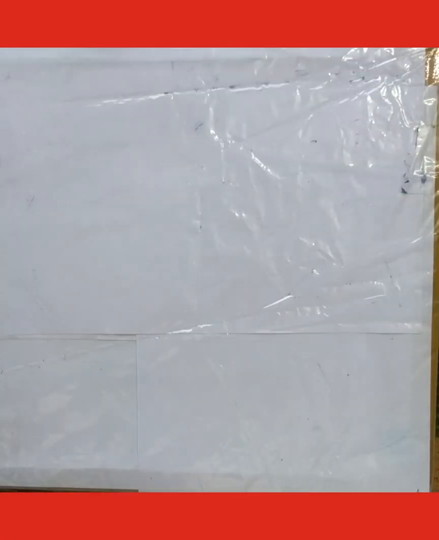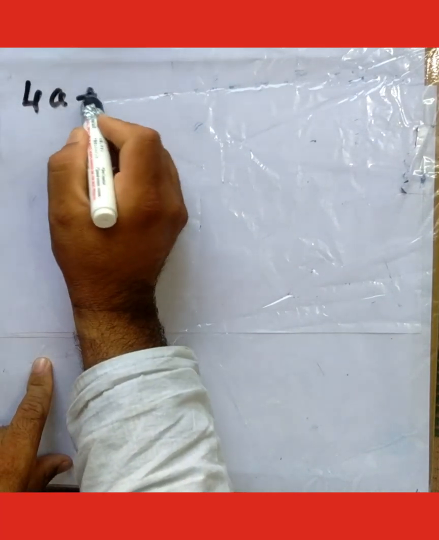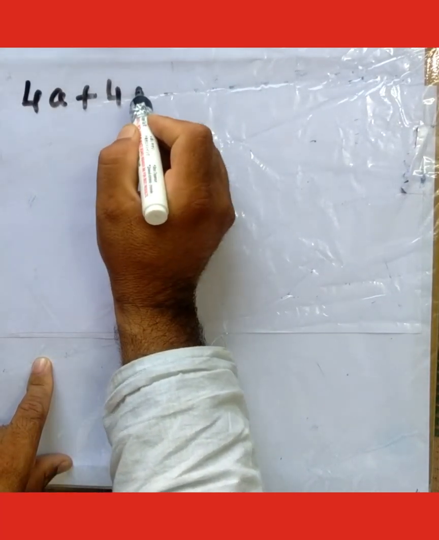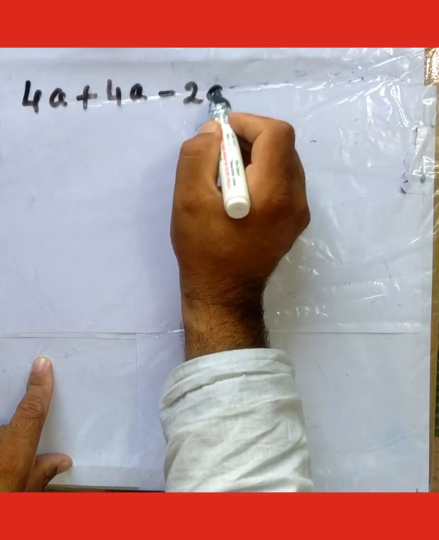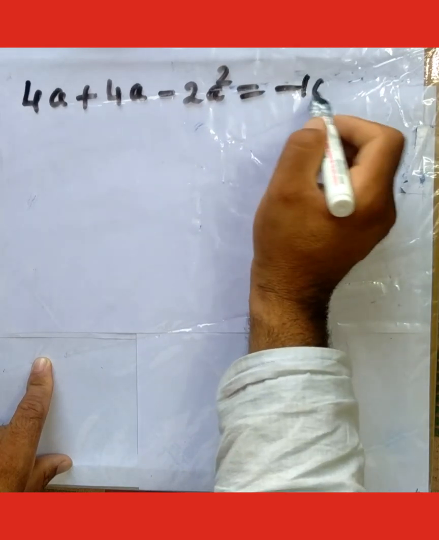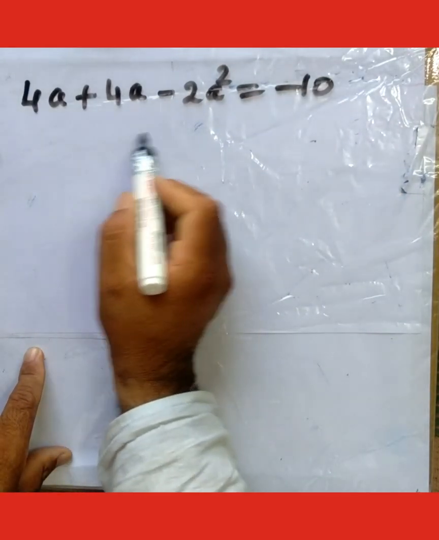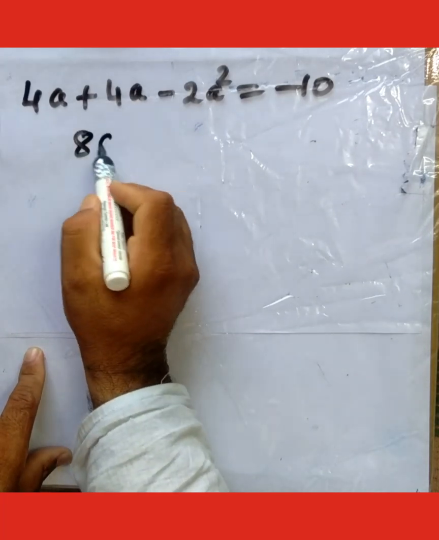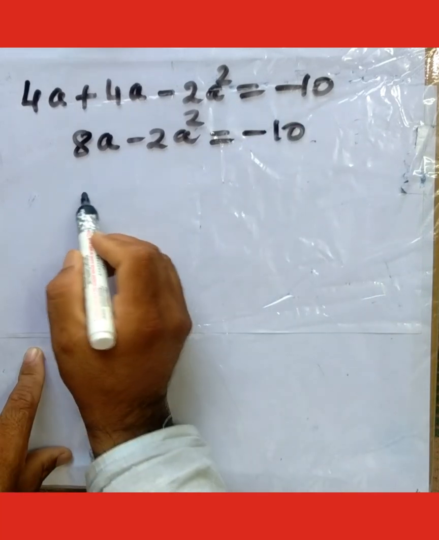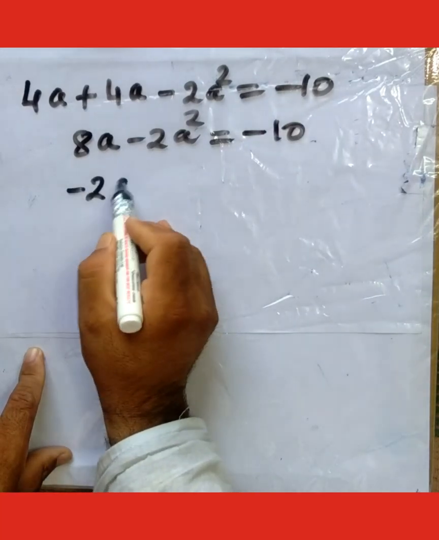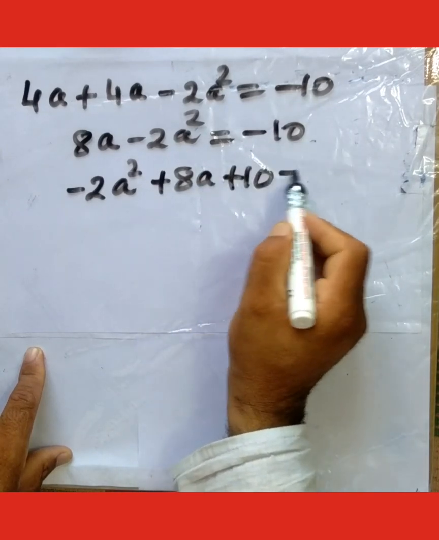So now after solving it, that is 4a plus 4a minus 2a square is equal to minus 10. So 4a plus 4a, that is 8a, minus 2a square is equal to minus 10. So minus 2a square plus 8a plus 10 is equal to 0.